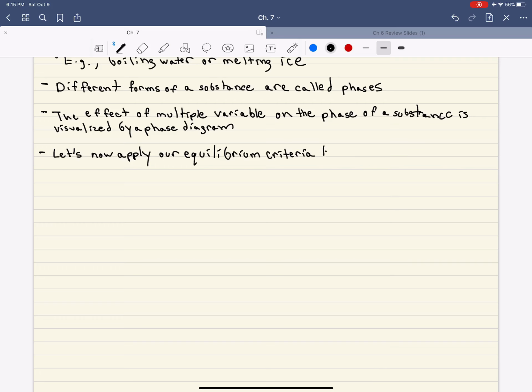Okay? So we're going to use our criteria to help us not only understand the phase behavior of different chemicals, but because we're going to do it in a rigorous manner and we're going to develop mathematical models, we'll also be able to just predict the phase behavior of any chemical species that we want.